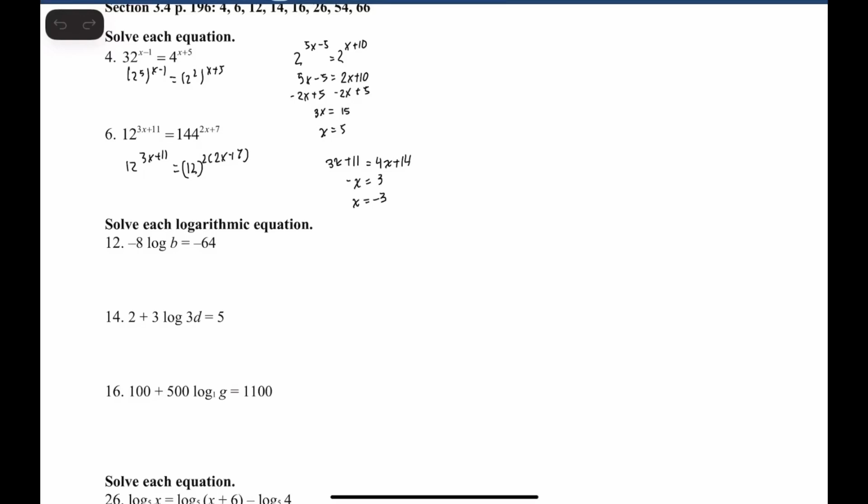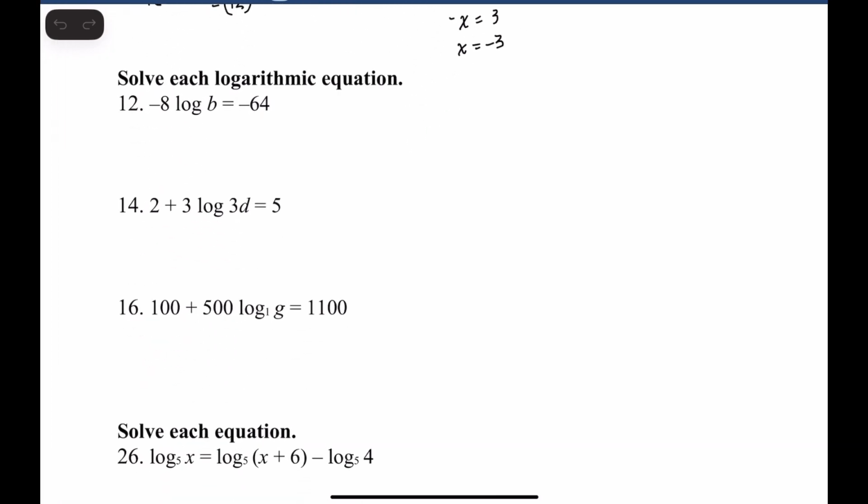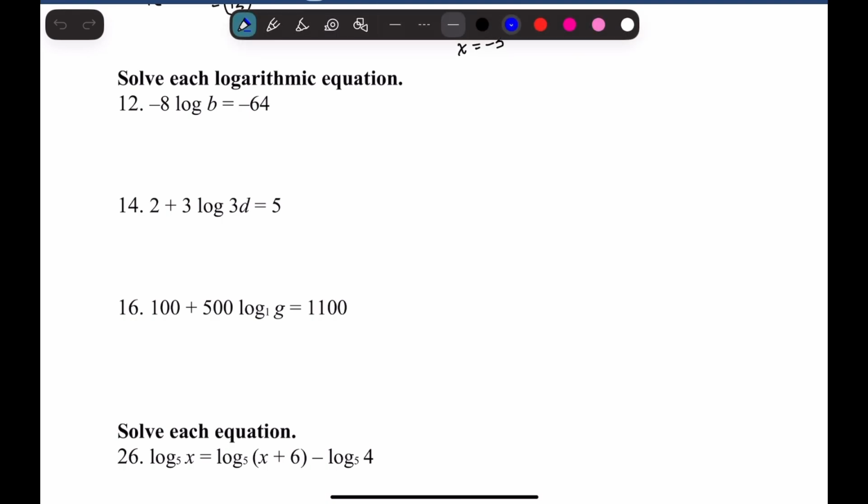In this video, we're going to be continuing solving some logarithmic and exponential related problems. So let's start off with 12 here. So what can we do here? We can rewrite this as we can just divide both sides by negative 8 here. Now you just have log b is going to equal 8.